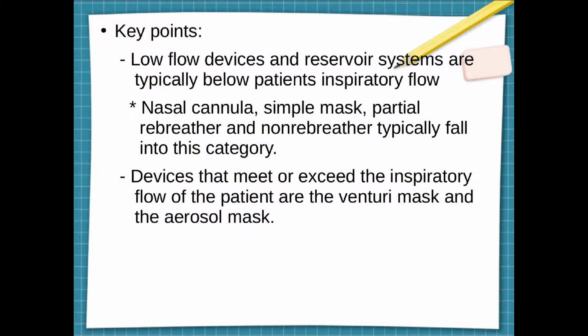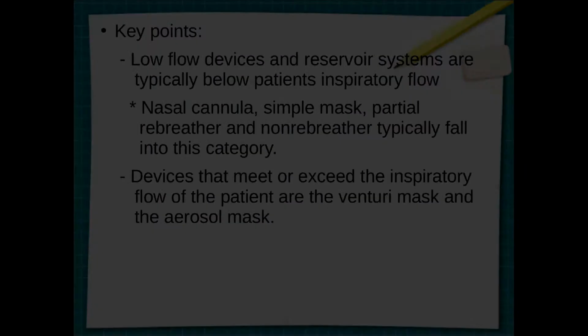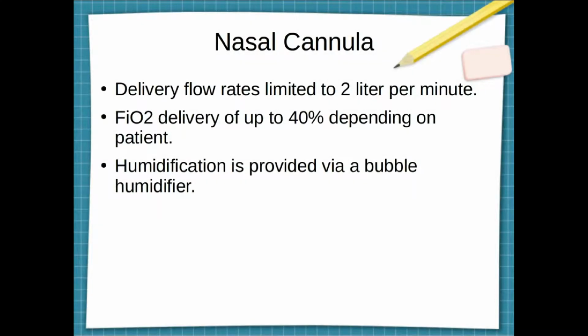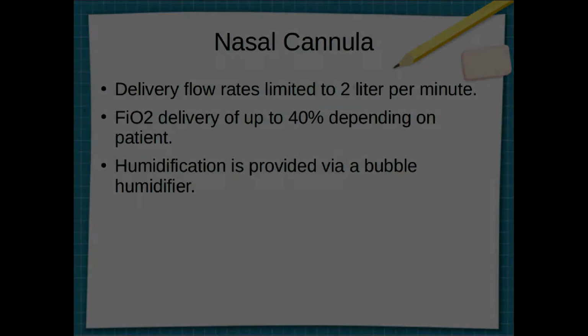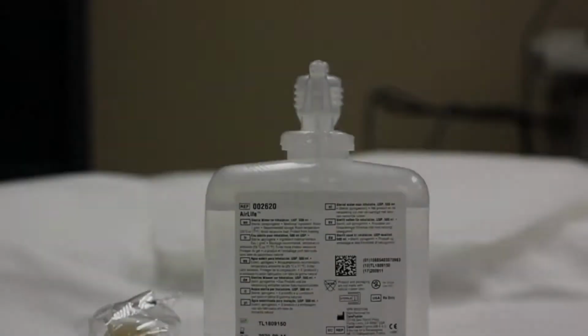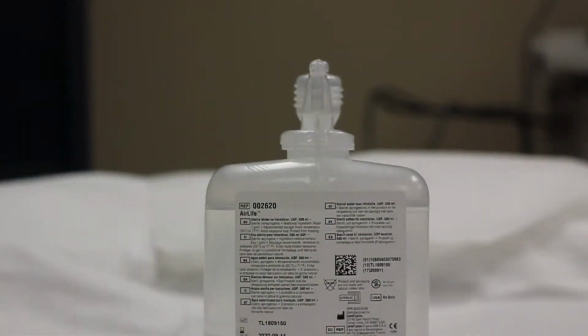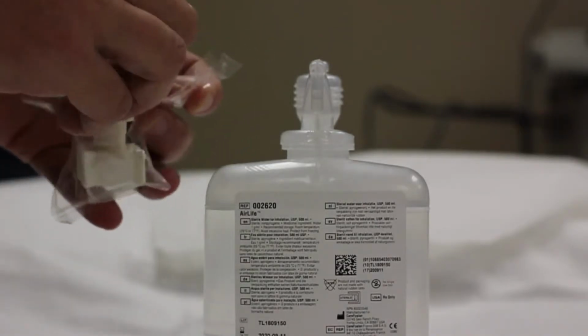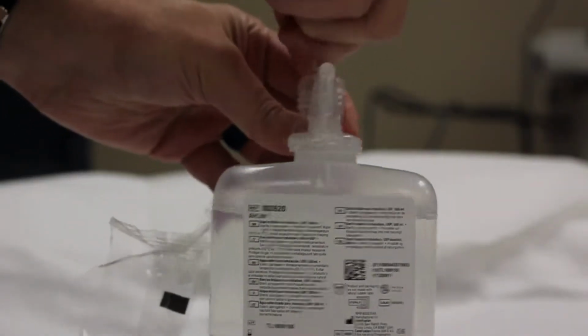These delivery flow rates should be limited to no more than 2 liters per minute to avoid the possibility of creating an inadvertent CPAP. Anything over 2 liters a minute will need a doctor's order or be changed over to a high flow nasal cannula, which we'll discuss in another video. The FiO2 that can be delivered by this device is up to 40%, but it is dependent on the patient's effort. Humidification is provided by a bubble humidifier that screws onto the flow meter.